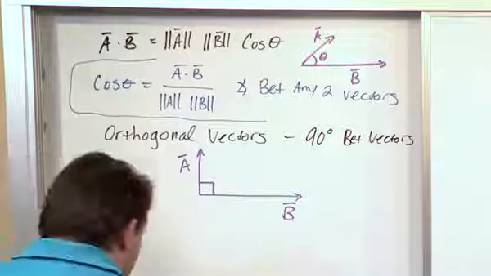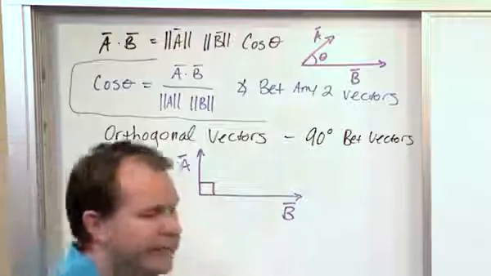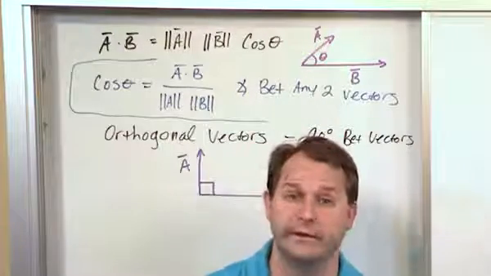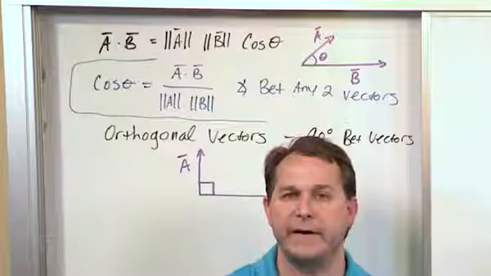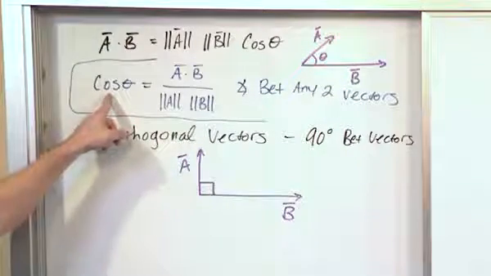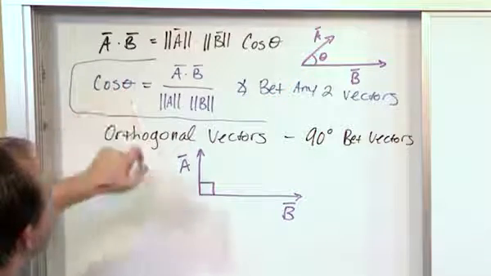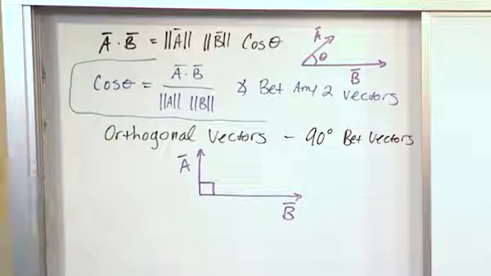How would you figure that out? I mean, if I drew it, you might be able to figure it out, but what if I don't draw it? What if I just give you the vectors and I give you the components, the I, J, K components of the vectors? How would you figure out if they're orthogonal? Well, what you could do is use what we just figured out up here. We could calculate the angle between vector A and B, and if we get 90 degrees, then we can say that they're orthogonal to one another.